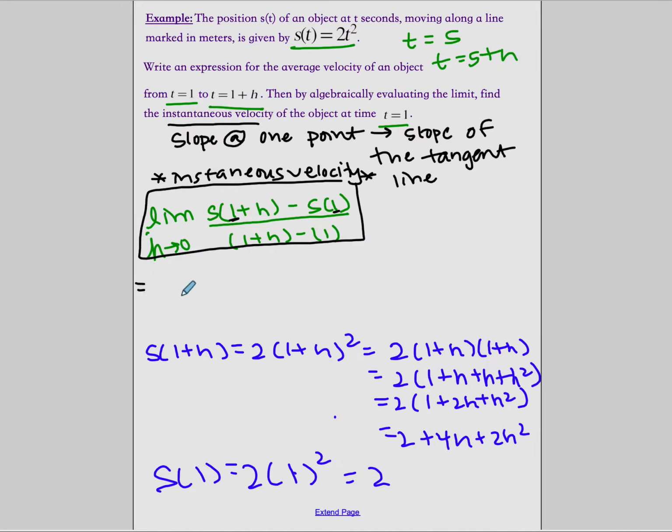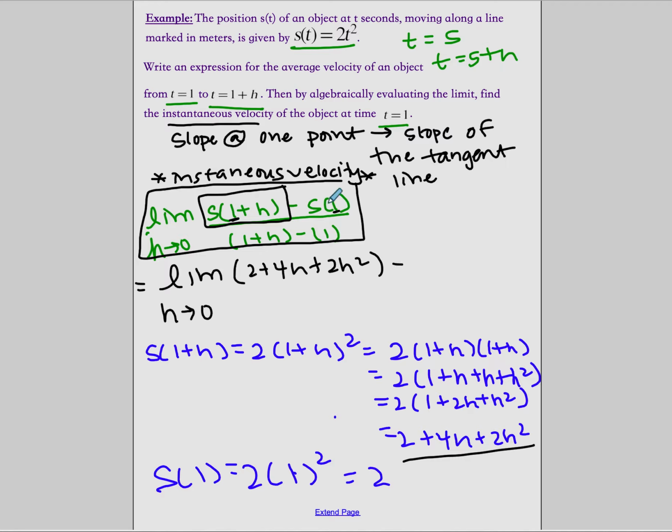Okay, so my limit is equal to, I've got to still write the limit. We'll talk about how to handle that in a little bit. So limit as h approaches 0. s of 1 plus h simplifies to this, so I'd write that down: 2 plus 4h plus 2h squared, minus s of 1, 2, all over, and now look at what happens to my denominator. That actually simplifies. I'd have 1 plus h minus 1, so that'd be just h.